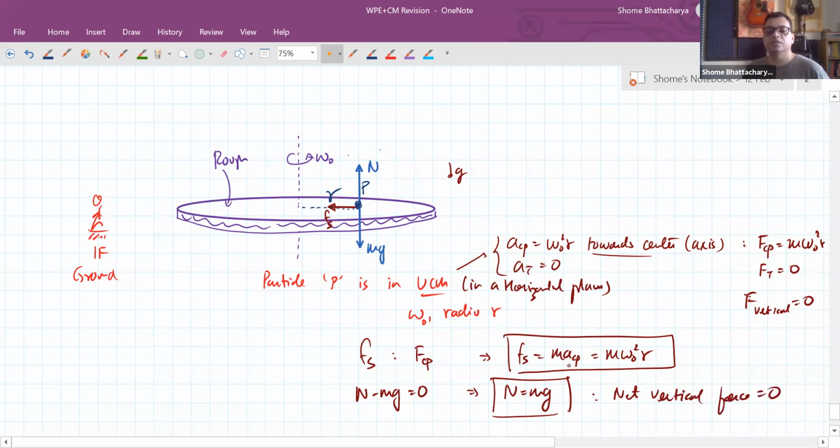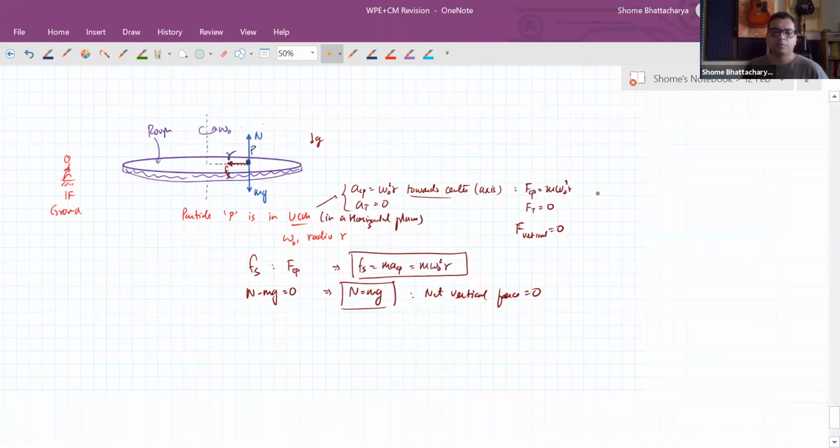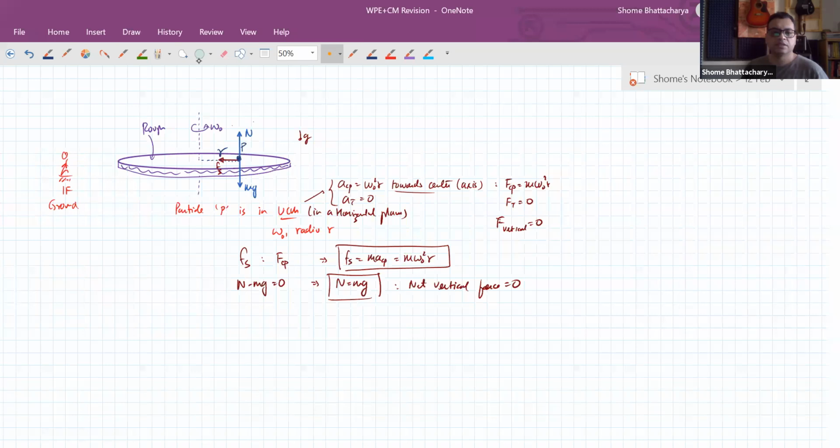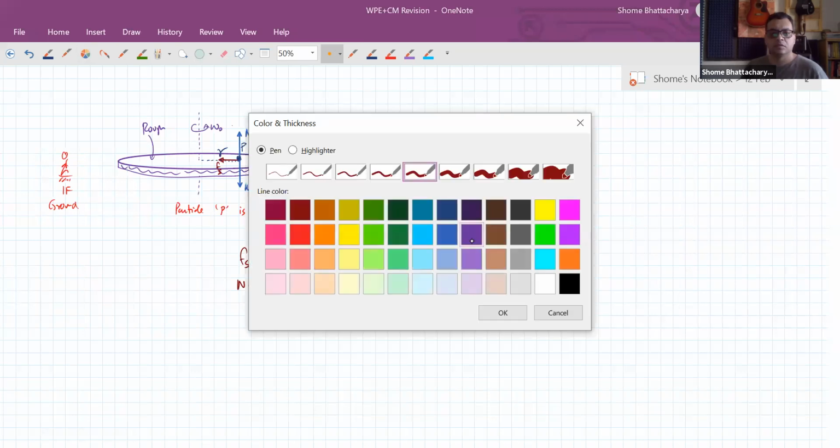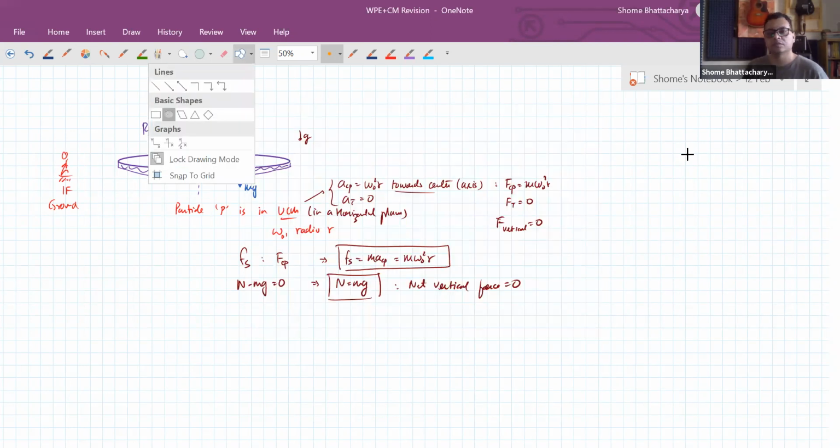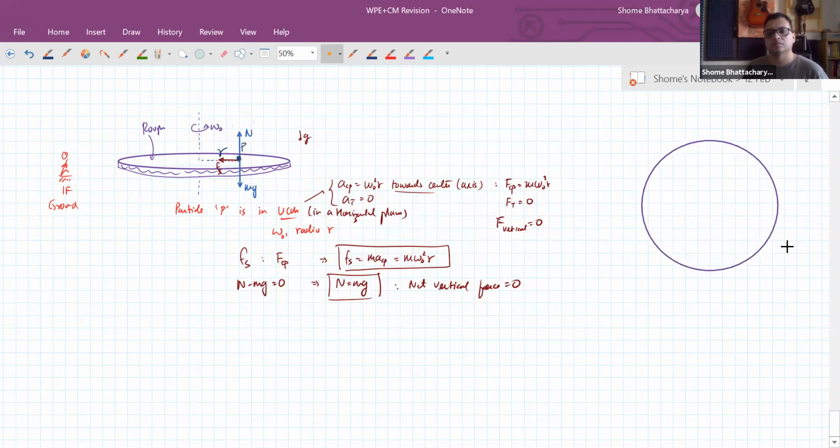And static friction is providing the centripetal acceleration. So another way to visualize this is, if this observer is seeing this from the top, he would understand it this way, that on that disk surface, the disk itself is rotating with angular speed omega naught.